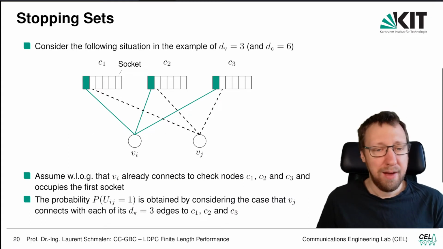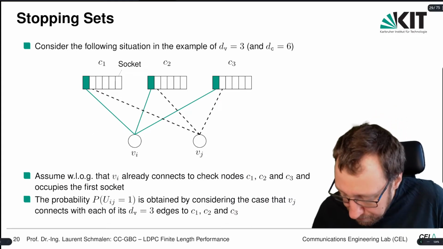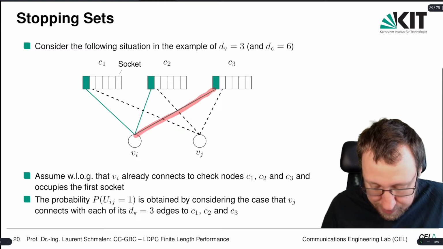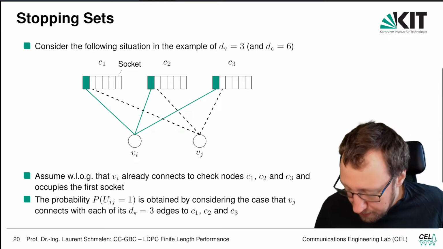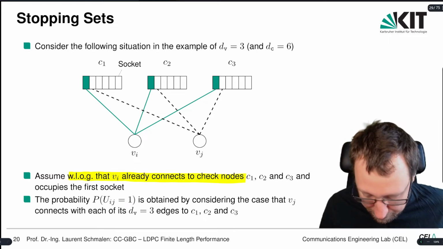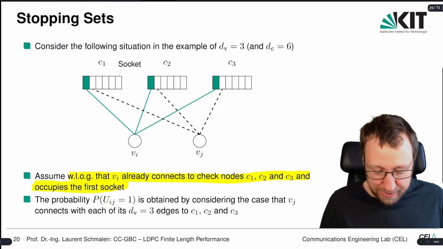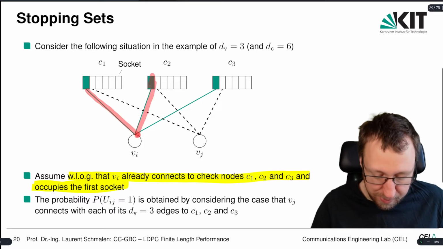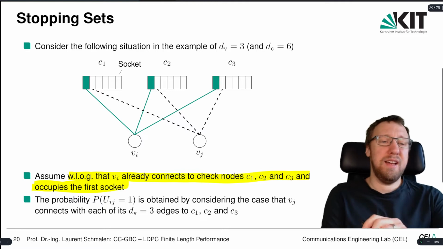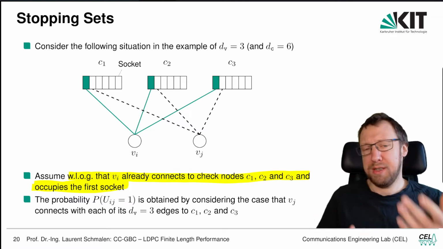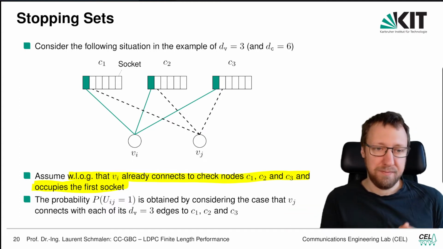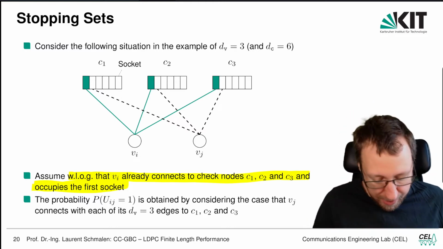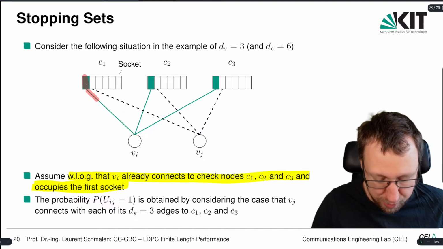So this is the situation that we have. We have VI. VI is connected to check nodes C1, C2, and C3, and we assume that this is already the case without loss of generality. We can also assume that VI occupies the first socket of C1, C2, and C3. This we can do without loss of generality because this is just a numbering argument. So VI is connected to check nodes C1, C2, and C3, and VI occupies the first socket.